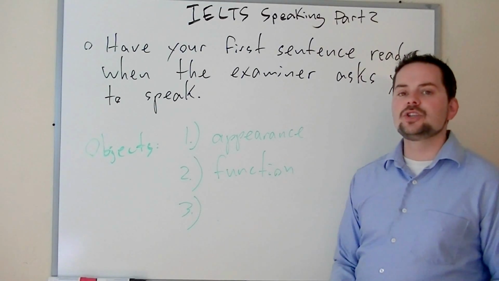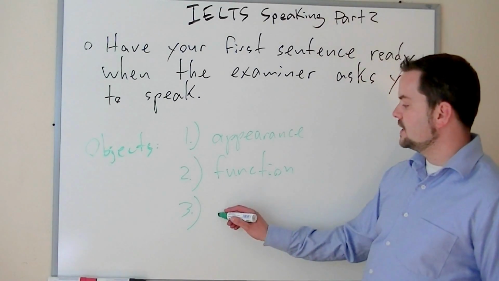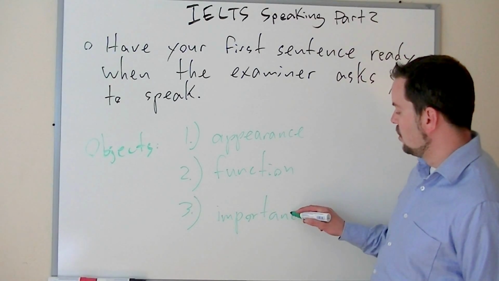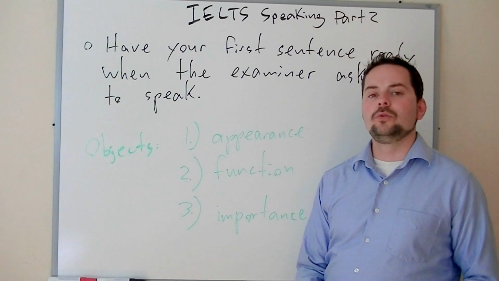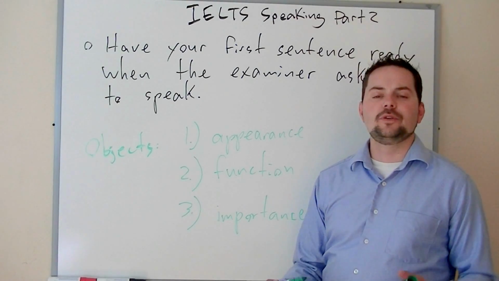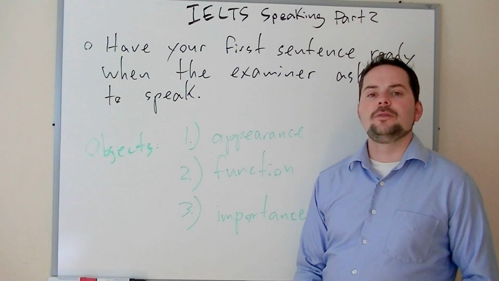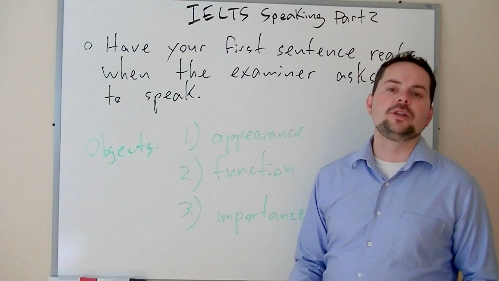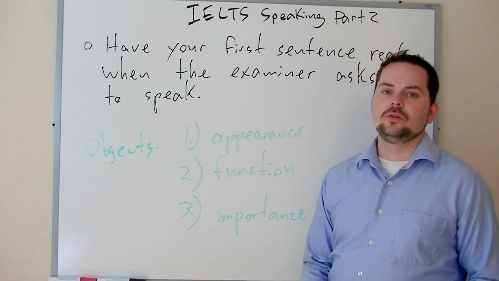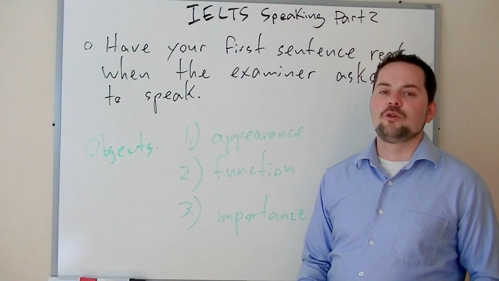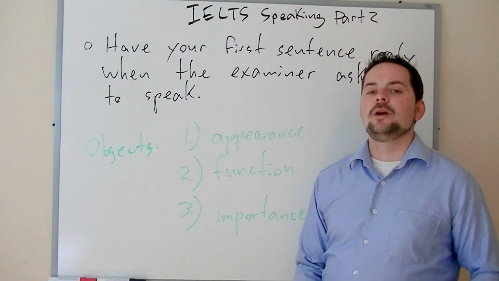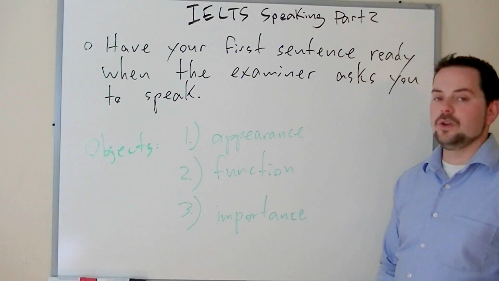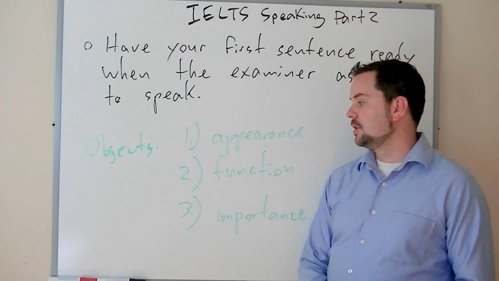So that's the function. And then the next step is the importance. So why is this important for you? For example, I'm a university student, so the computer, my laptop, helps me a lot to get my work done quickly and easily. Also, I can do lots of research at school for my projects and so on. My mother bought it for me, so it reminds me of her when I use it. So the importance of the object is very useful to include.